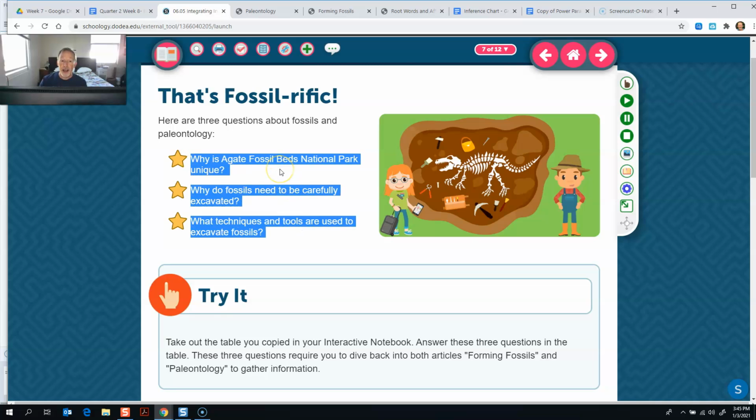Why is Agate Fossil Beds National Park unique? Why do fossils need to be carefully excavated or taken out of the ground? And what techniques and tools are used to excavate fossils? These are three questions that they have for you. It says that you should select one of these three. I would suggest that you try to do all three. You don't have to turn them in, guys.